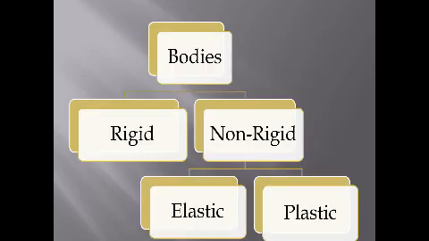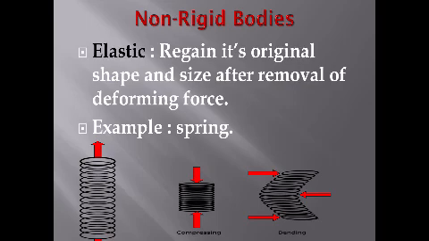In this topic, we have to study two types of body in a solid. One is a rigid body, another one is non-rigid. A rigid body is totally rigid, the particles are tightly bound to each other. In a non-rigid body, the particles are a little less bound to each other. In non-rigid bodies, two types of material come: one is elastic, another one is plastic. So in a non-rigid body, what is an elastic material?